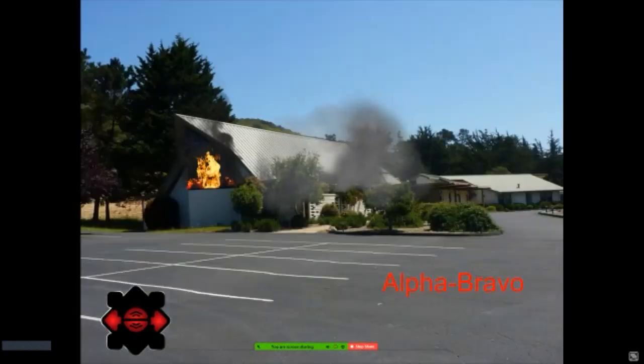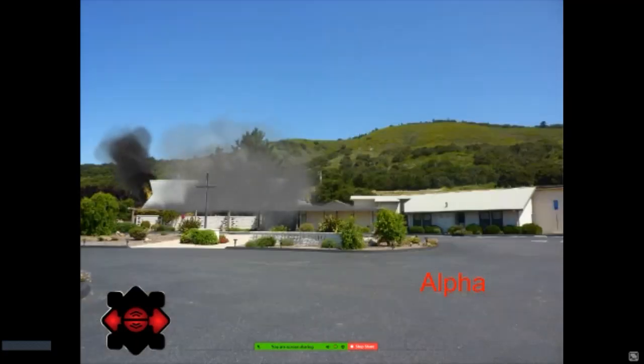And then once that knock is done, we enter from what we'll call the A side, and then reassess and resize up what we have. Yeah, I like that, Chief. I would still pull a line to protect it, the 2.5. But the second due engine deck gun makes a lot of sense.